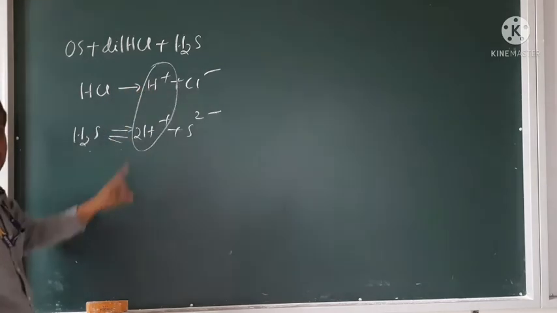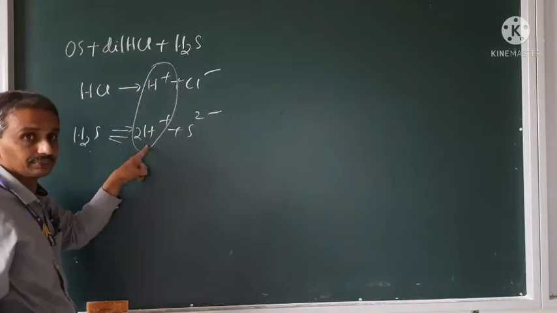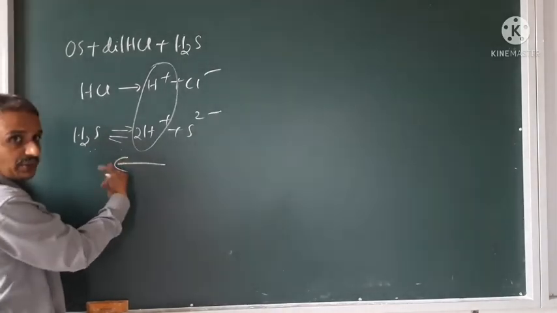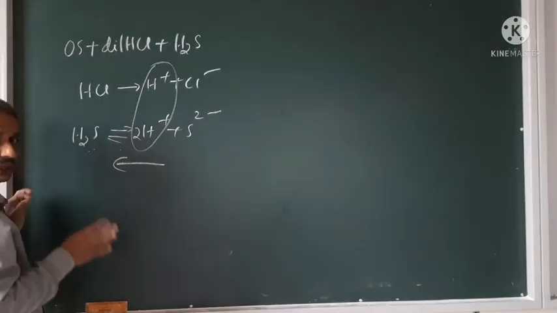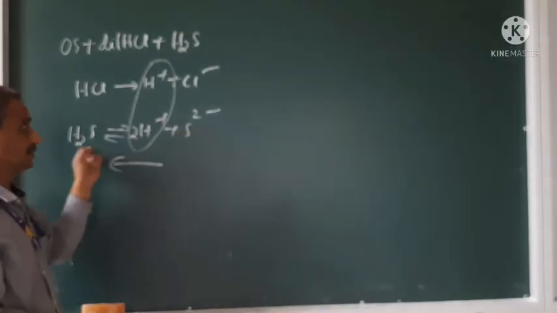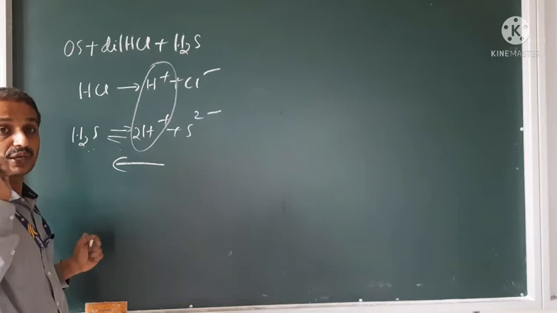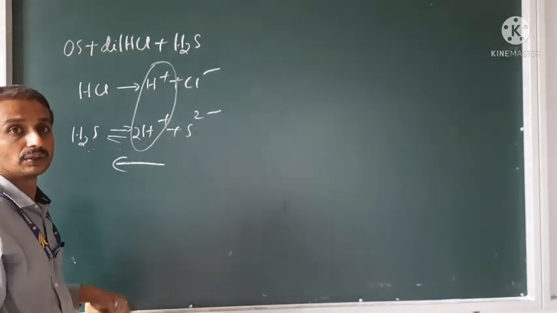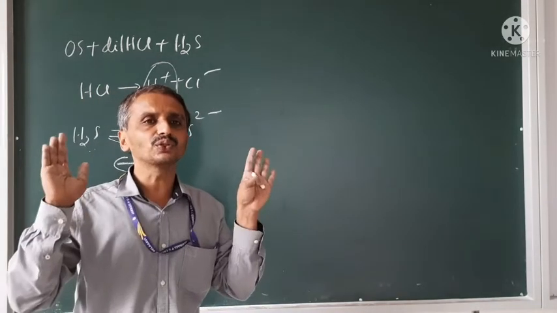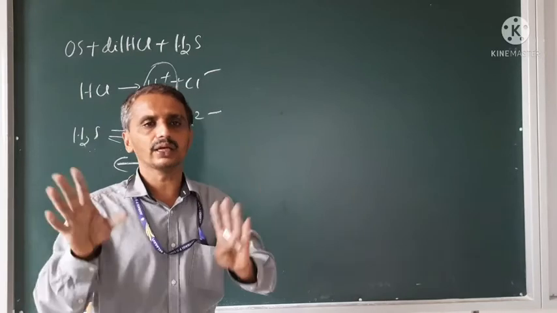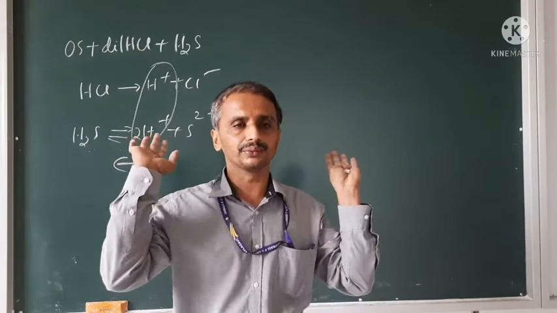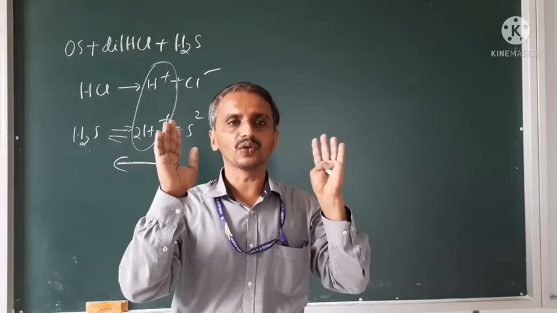This is the common ion. Due to the presence of this common ion here, the dissociation of H2S will be suppressed, because the reaction will be shifted towards the left. So in the solution, plenty of H2S will be there, not the S2- ions. This is due to the common ion effect only. Suppression in the degree of dissociation of a weak electrolyte upon addition of a strong electrolyte having a common ion is called the common ion effect.